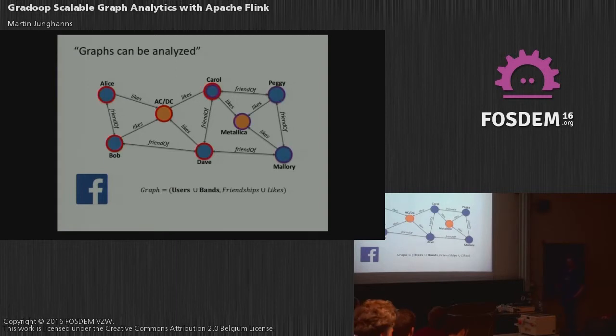What you can do now on those graphs is analyze them. We heard that a lot now. We can do something like connected components, or in that case, community detection, with any kind of algorithm, for example, label propagation. What we find here is an AC/DC community and a Metallica community and someone who is in both communities. Or you can compute PageRank, where you can find out how important nodes are inside your network. So this means AC/DC seems to be more important in that case than Metallica.